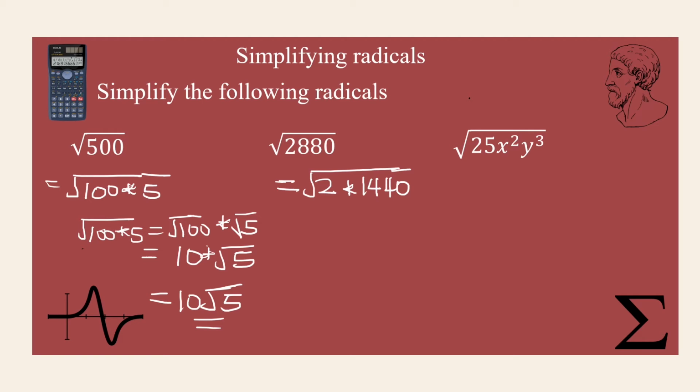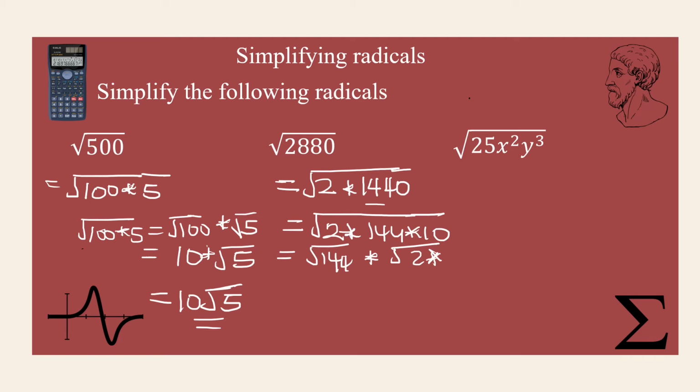Let's see if this rings a bell. Now look at this. This is 144. Remember, 144 is a perfect square. It's 12 times 12. So maybe I can break this up to pull out or factor out the 144 so that I can continue breaking this down. So this is the same as 2 times 144 times 10, which is awesome. Now I can use the product rule to take out the 144. So this gives me the square root of 144 times 2 times 10, based on the product rule.